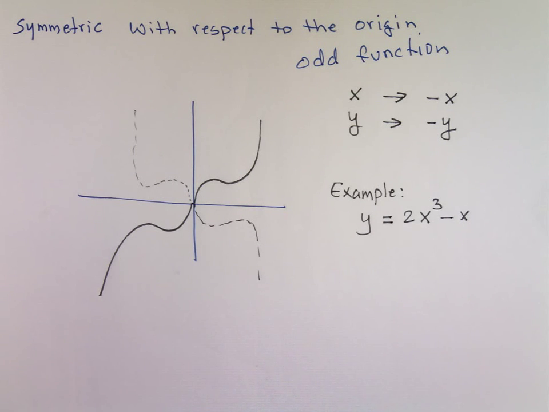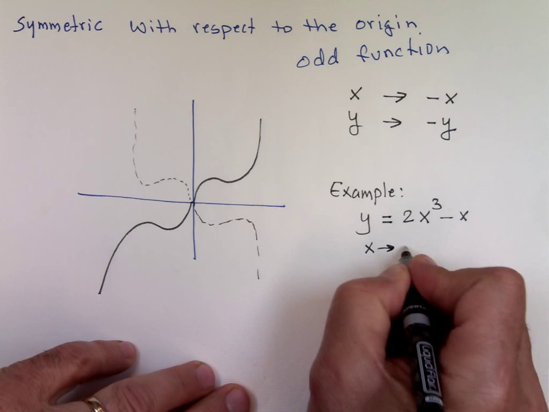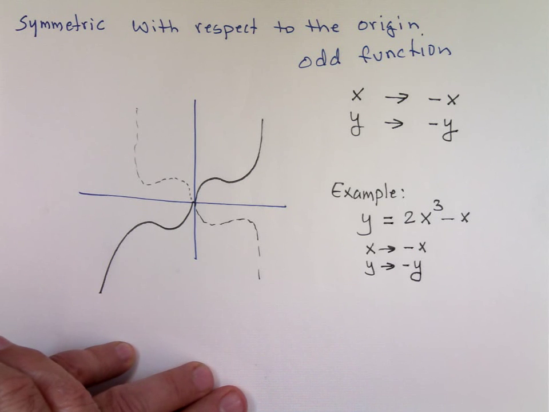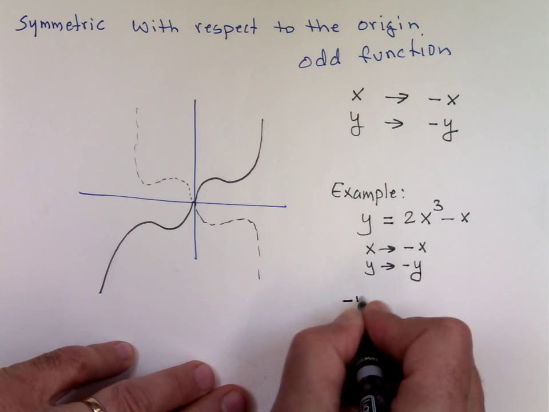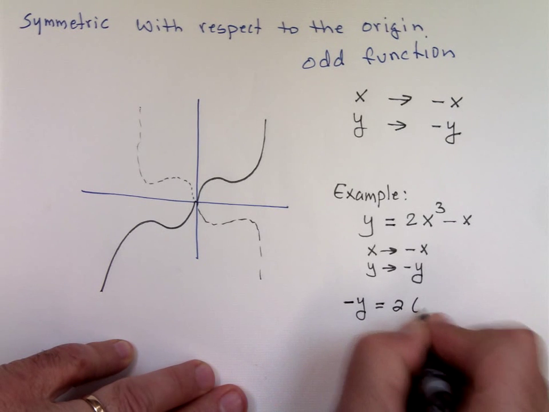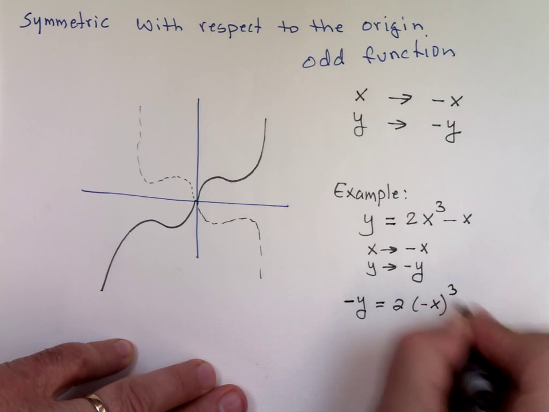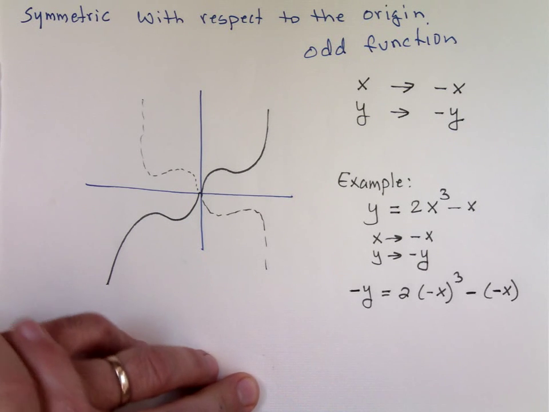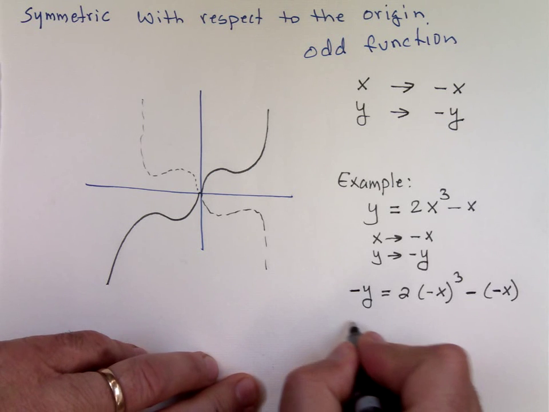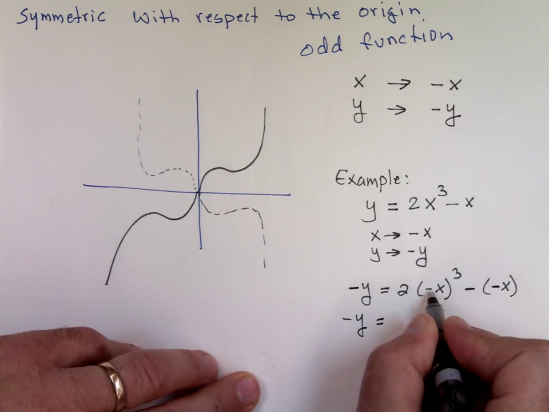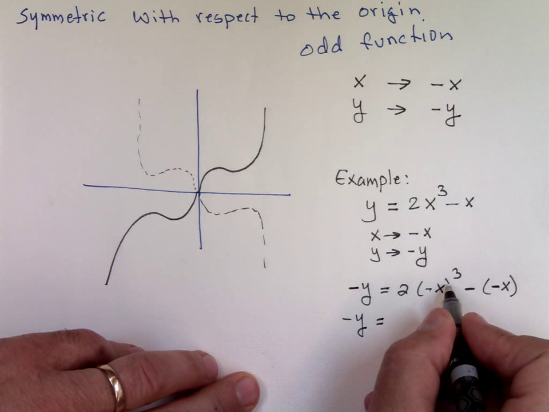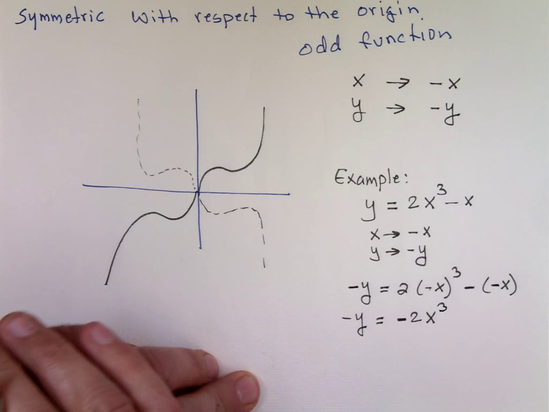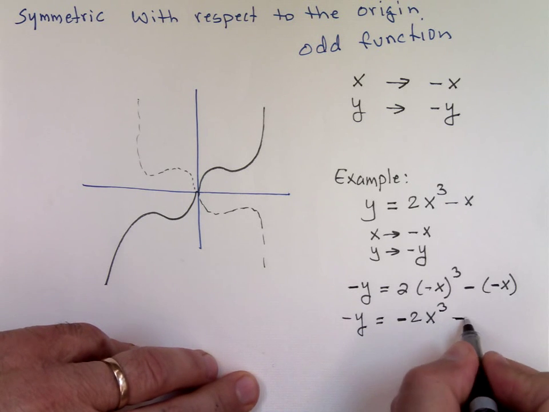Replace x with negative x. Replace y with negative y. If you end up with the same expression, the answer is yes. Here's the negative y. Notice I'm replacing both. Negative, when you cube it, that's still a negative, right? That'll be a negative 2x to the third. Negative and negative, that's what? Positive x.